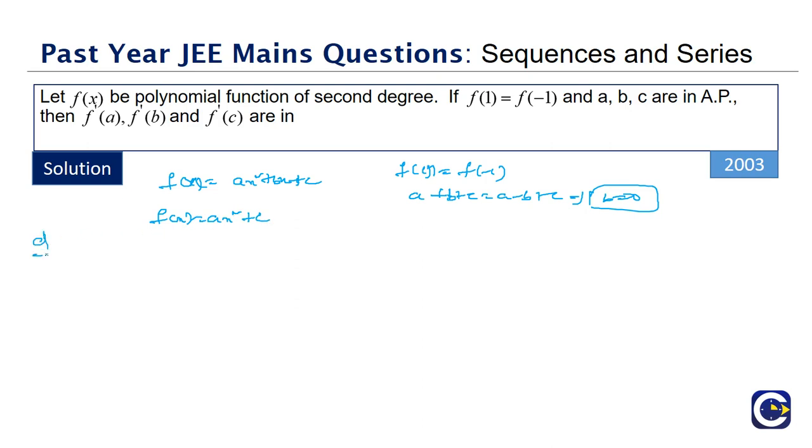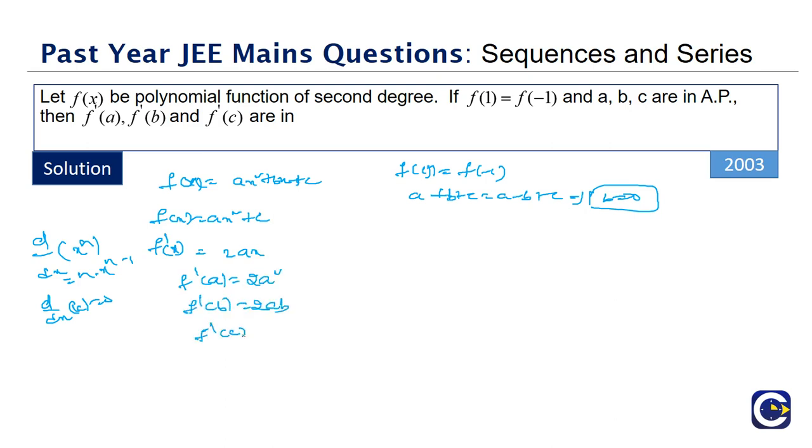So they gave f dash of x. We need to find f dash of x. To do this sum, we should know the basic differentiation formulas, which is d by dx of x power n is equal to n into x power n minus 1, and d by dx of a constant is equal to 0. So if you apply here, f dash of x is 2ax. F dash of a value will be 2a square, f dash of b value will be 2ab, f dash of c value will be 2ac, given a, b, c are in AP.